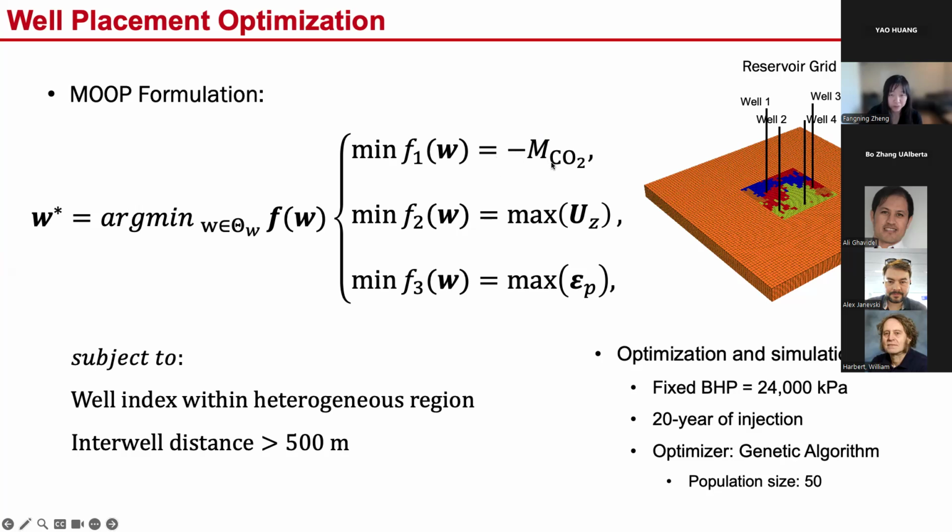Minimize the negative means maximize it. And then the second objective is pretty much to minimize the maximum vertical displacement in the field. The third objective is to minimize, again, the maximum plastic deformation during or after CO2 injection over the field over time. So we perform a fixed BHP injection for 20 years and 4 wells to find the best well configuration to give us the most CO2 storage and the least geomechanical risks.